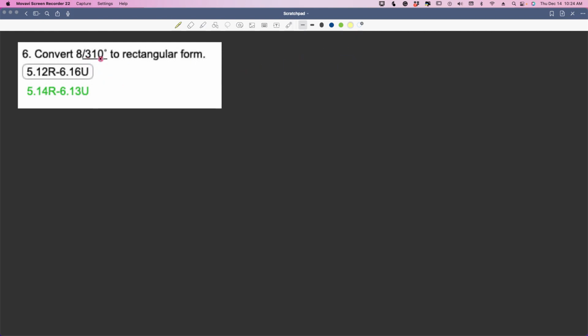You've got 310 degrees. That tells me that it is going to be in the 4th quadrant. So I'm going to just draw a quick little Cartesian system here. That is the 4th quadrant and only the 4th quadrant. So we have 8 as the length, and 310 degrees. So if this is 90 degrees from here to here, and this is 90, so that'd be 180 from here all the way to here. This would be 270. So all the way around here is 270 degrees.